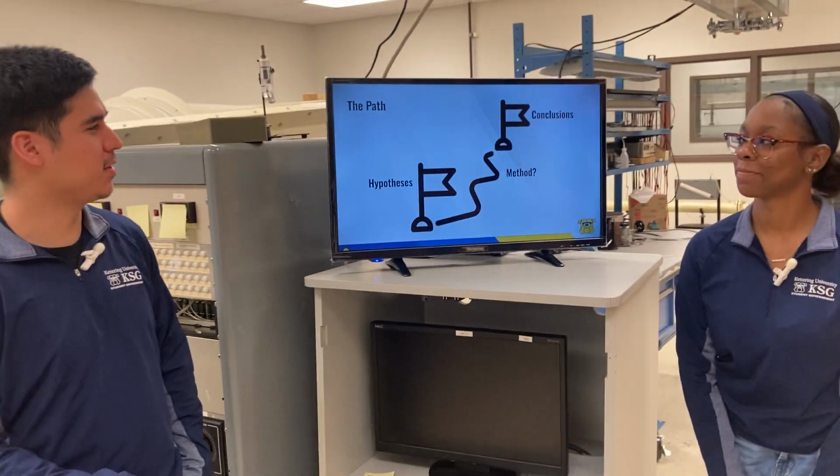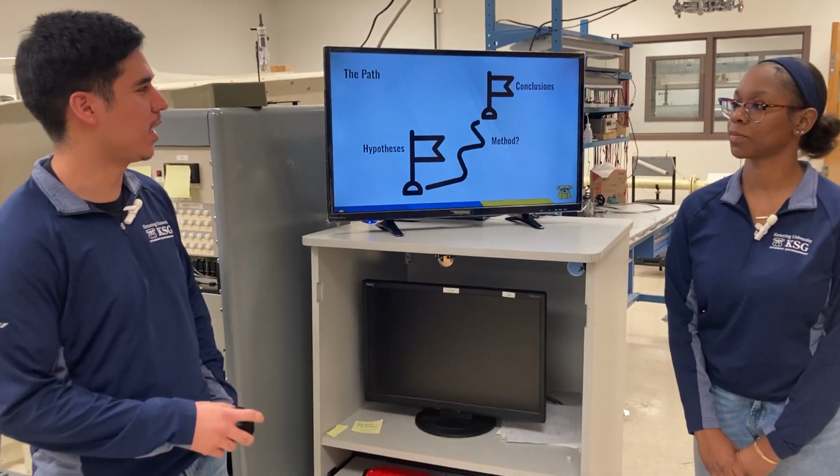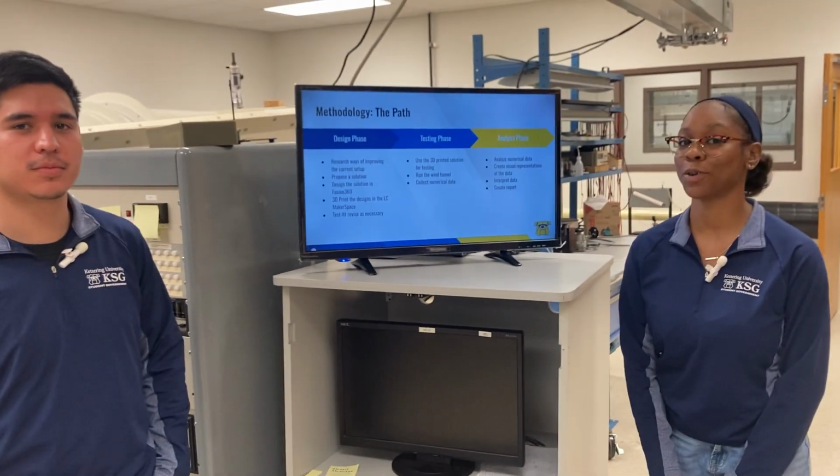Up next, we had the path. So we started with our hypotheses, and we want to reach a conclusion, but we had to figure out how we would get there, and that was our method. So here we have the methodology, which is known as the path.